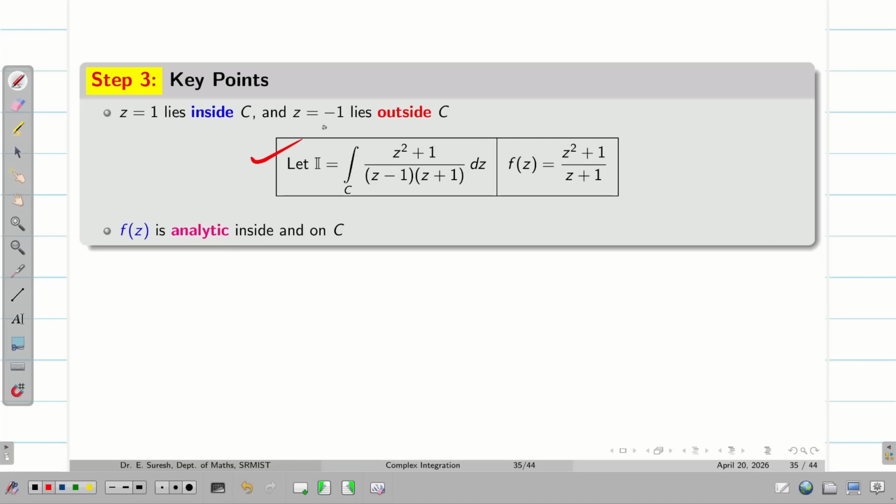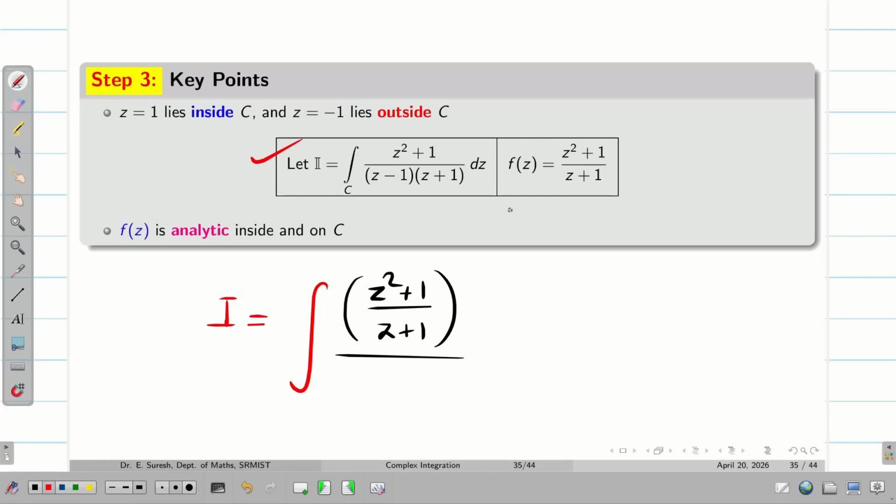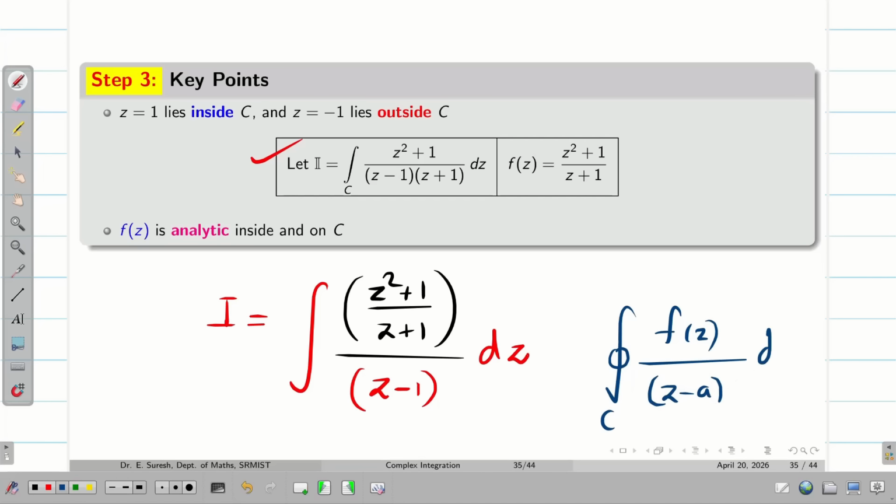Next, we have to rewrite my capital I. As I said earlier, whatever the function which are analytic, we take it to numerator. Here f of z is analytic, so we can write this as z square plus 1 divided by z plus 1 in the numerator. But in the denominator, z minus 1 is a singular point that lies inside C. So I will keep this in the denominator. Now easily we can apply Cauchy integral formula. Comparing the formula, we can find the solution for the given problem.